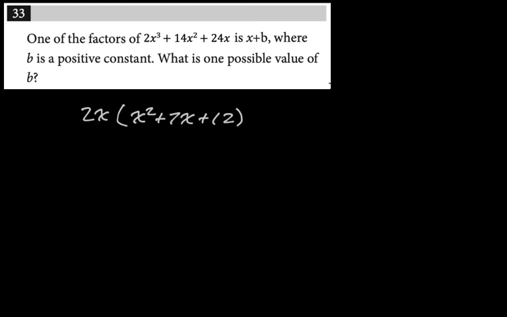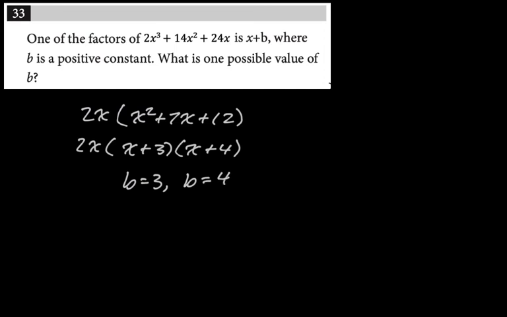X squared plus 7x plus 12 can be factored, but again, do you want to factor? It factors into x plus 3 times x plus 4. And then the question is, we have x plus b. B is a positive constant, so at this point, I know that b is either 3 or b is 4. Either of those would be acceptable.